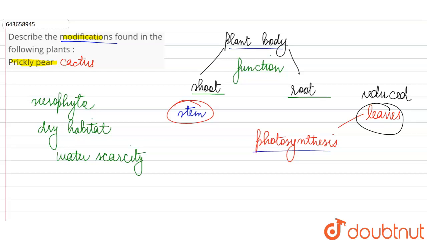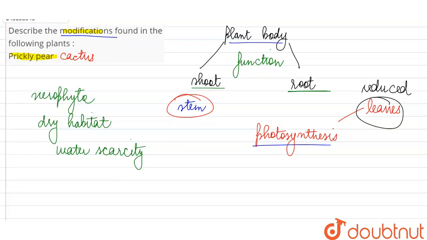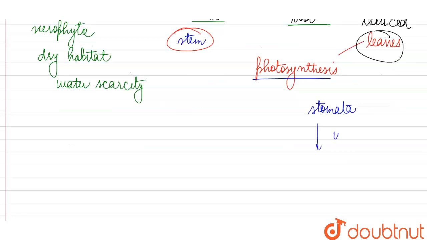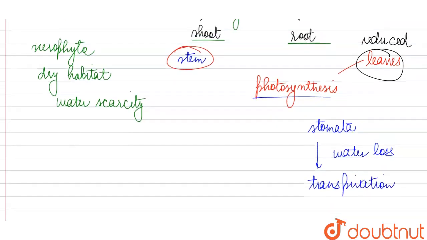Why are they reduced? Because apart from doing photosynthesis, the leaves also have a lot of openings known as the stomata. And through these stomata, if there are a lot of leaves in the plant, what is going to happen? A lot of water is lost in the form of water vapor by transpiration. So that is why plants such as the prickly pear cactus have their leaves reduced into the spines to prevent water loss, to reduce water loss, which happens because of transpiration through the stomata of the green expanded leaves.